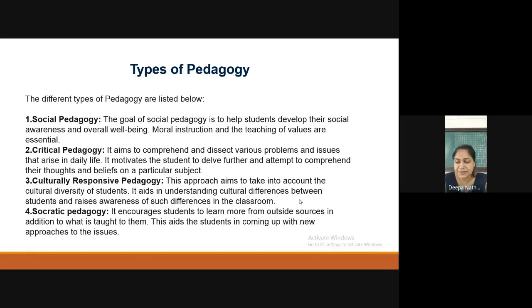This approach takes into account the cultural diversity of students. I want to go to some other state in India and study. Of course, my cultural background will hit me hard that time. And what I have studied, maybe the culture of that state is a little different, but I have to adapt to it. It aids to understand cultural differences and helps raise awareness of such differences in the classroom session as well.